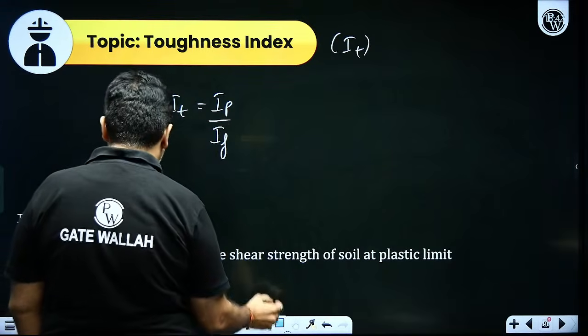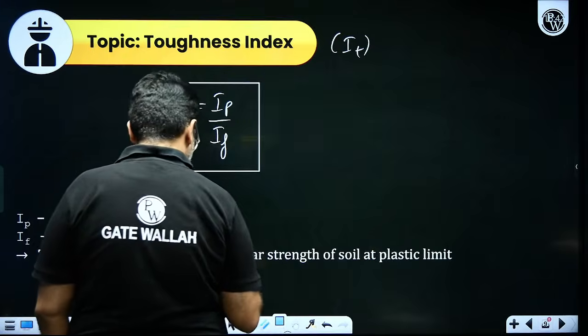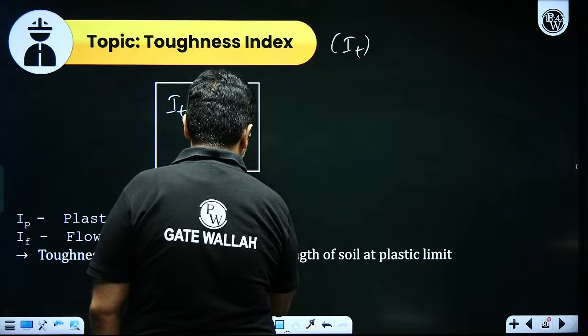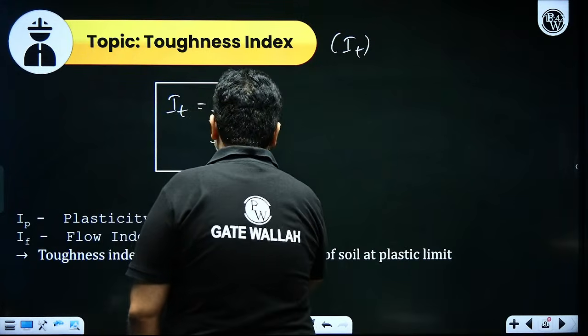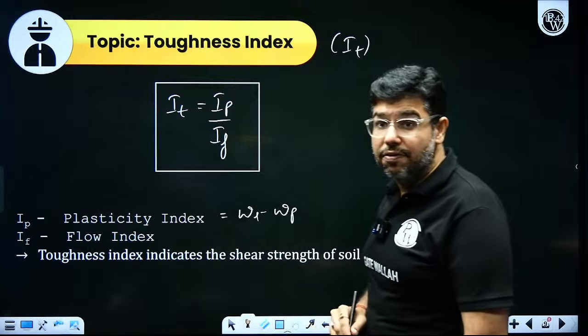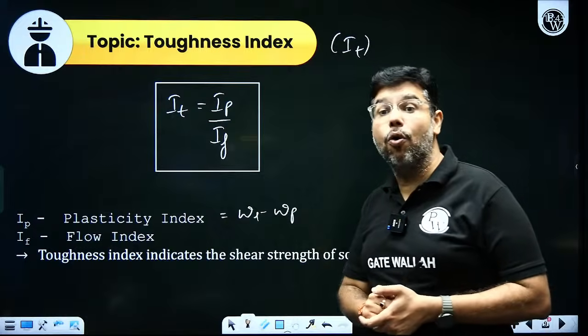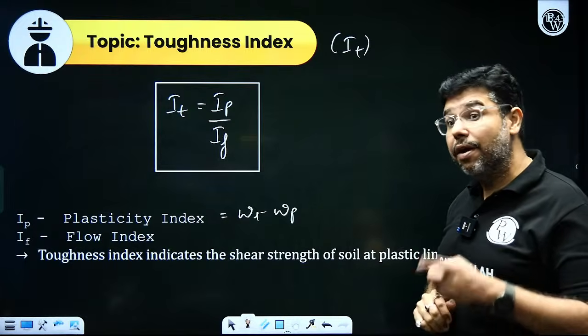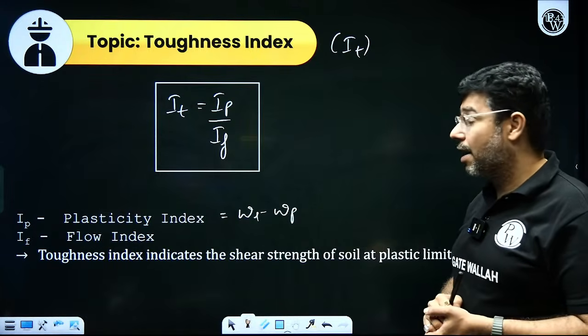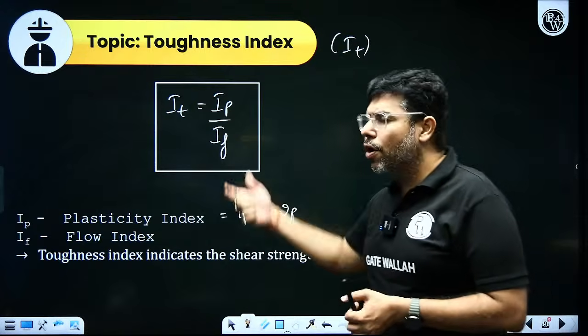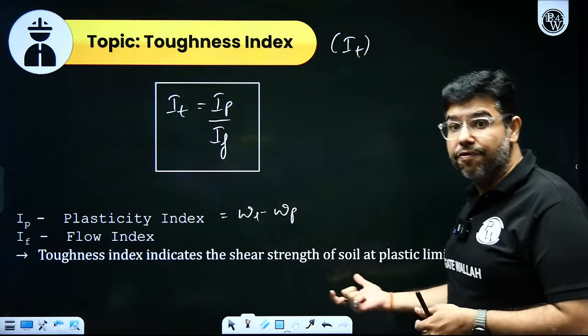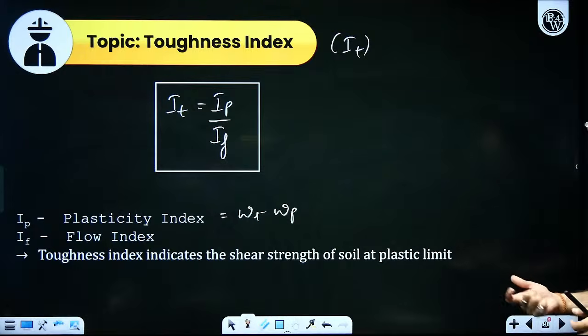IP is what? The plasticity index, that is WL minus WP, we have seen. And IF, you remember in the last class we have seen, that is the flow index, the negative of the slope of the flow curve from Casagrande's experiment. Now IT, what does it indicate? It indicates the toughness or shear strength of the soil at plastic limit.